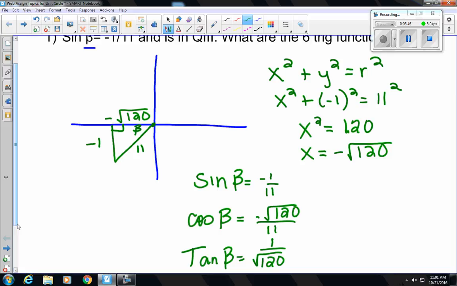All right, now let's go do the, what are the other three called? Cosecant. What are they, though?